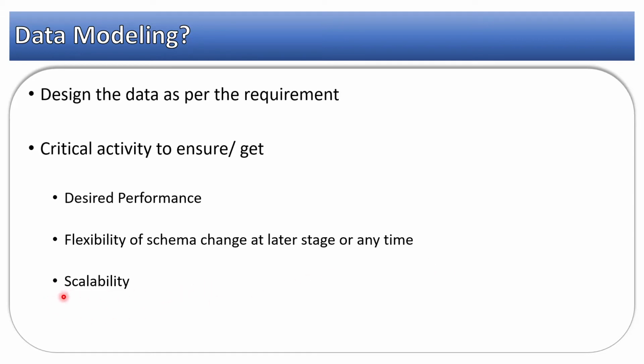What does scalability mean here? We have one node, right? It should not happen that my data reaches beyond the storage capacity of one node, or we want to leverage MongoDB sharding, replication, etc. Then whether my data model will be able to scale or not, or whether it provides the flexibility to change at a later stage or any time also. So all those things come under data modeling.